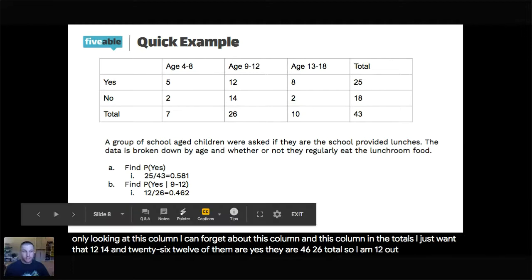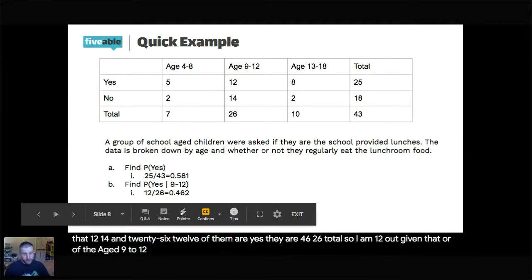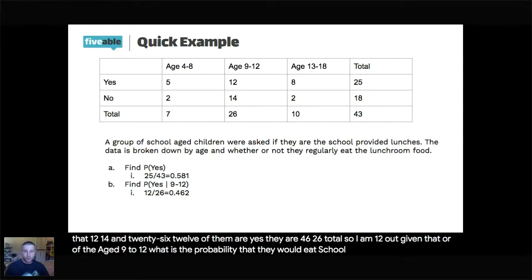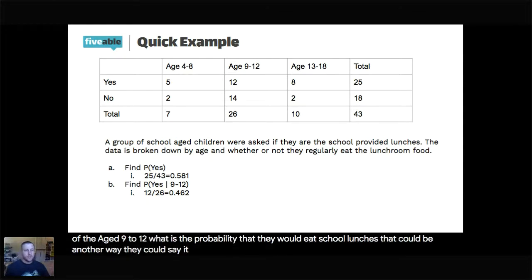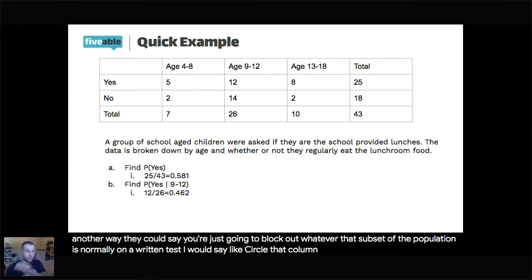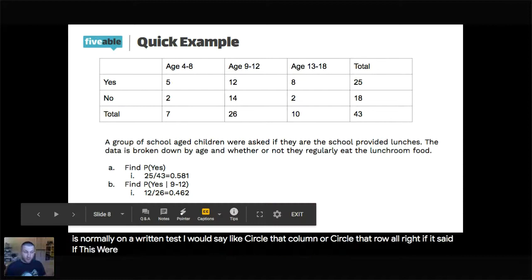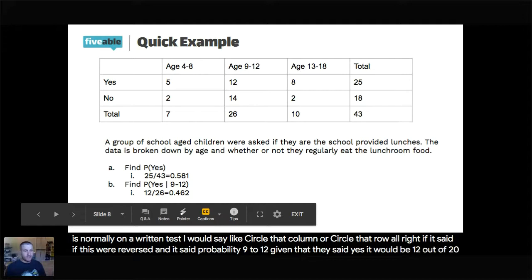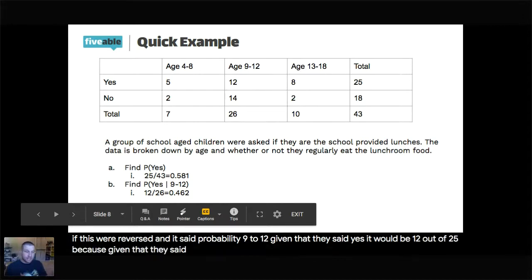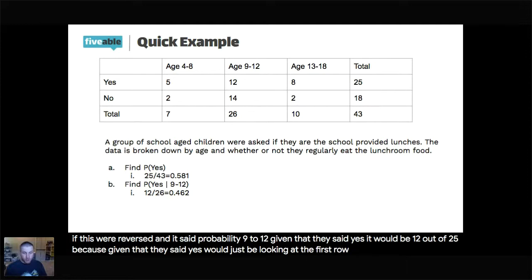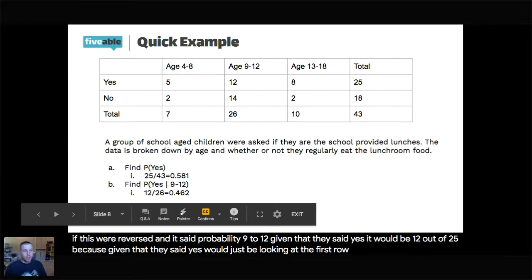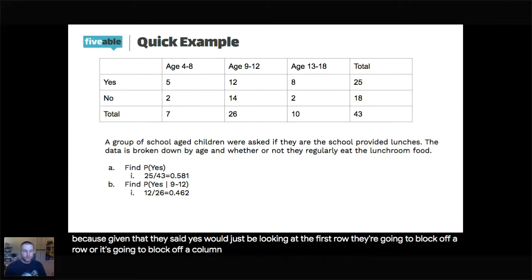Okay. When you see given that, or of the age 9 to 12, what is the probability that they would eat school lunches? That could be another way they could say it. You're just going to block out whatever that subset of the population is. Normally on a written test, I would say circle that column or circle that row. If this were reversed and it said probability 9 to 12, given that they said yes, it would be 12 out of 25, because given that they said yes, would just be looking at the first row. So the conditional probability is either going to block off a row or it's going to block off a column. Okay. In this case, it blocked off a column.